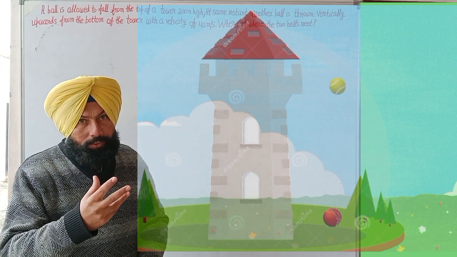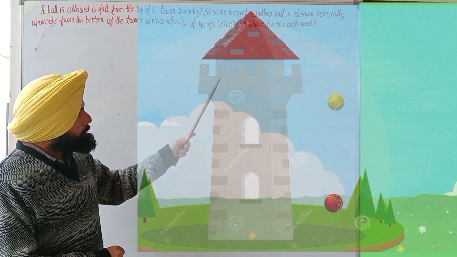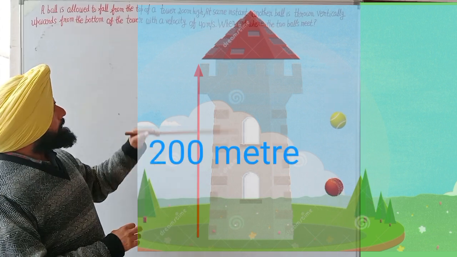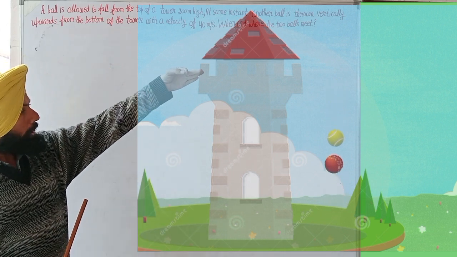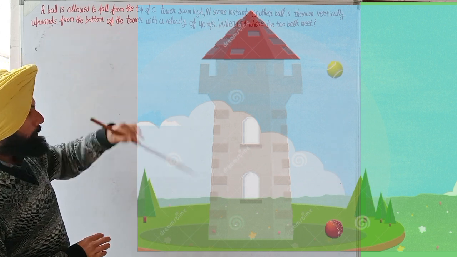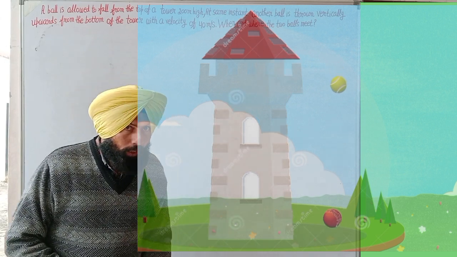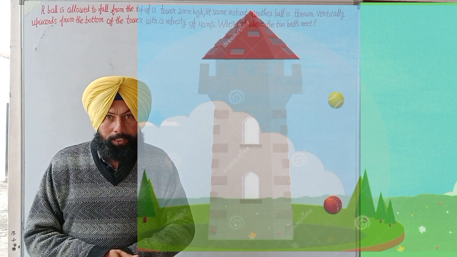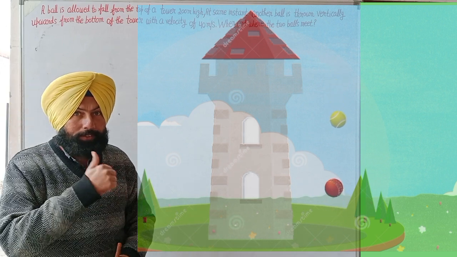Now, what is given in the statement? You are looking on the screen. The height of the tower is 200 meters. A ball is allowed to fall from the top, means a ball is dropped. Now the ball is going to downward direction, vertically downward, due to the effect of the gravity.